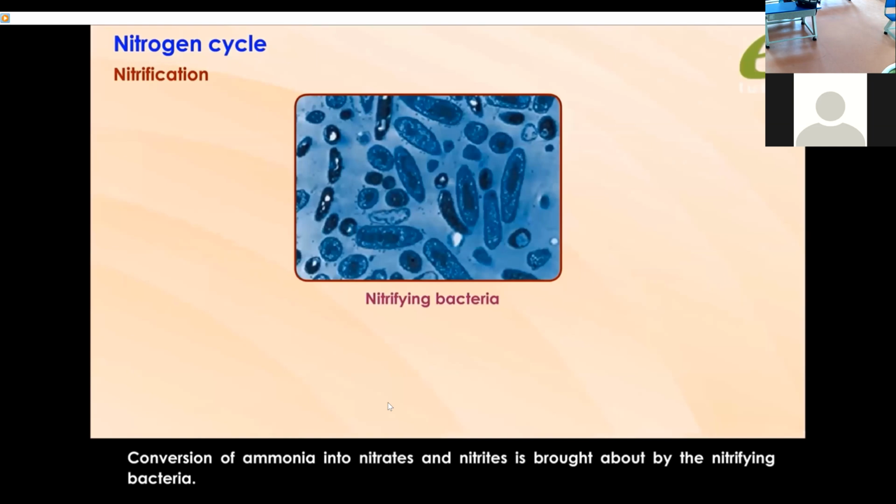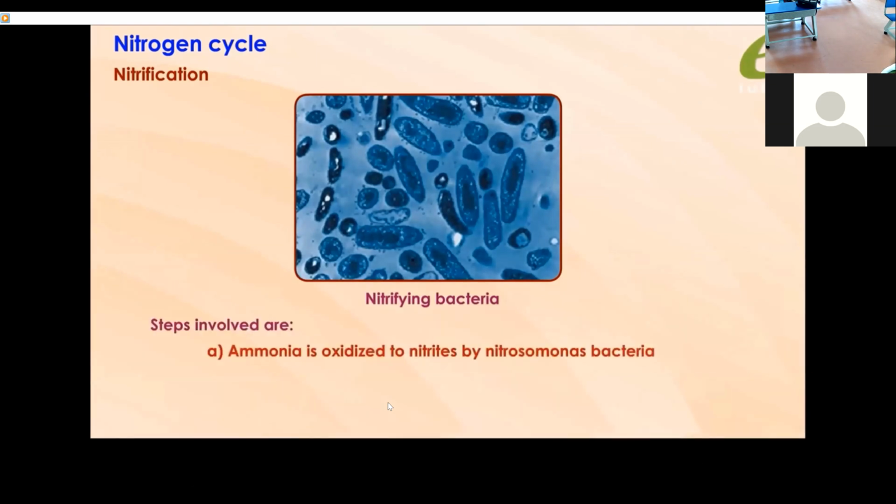Nitrification, conversion of ammonia to nitrates and nitrites, is brought about by the nitrifying bacteria. Steps involved are: ammonia is oxidized to nitrites by Nitrosomonas bacteria. Nitrobacter oxidizes nitrites to nitrates.